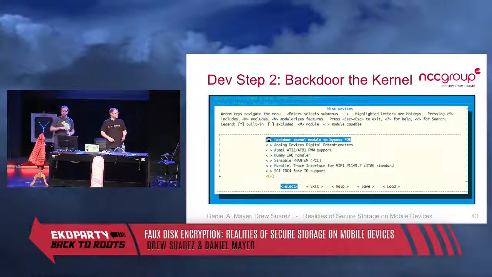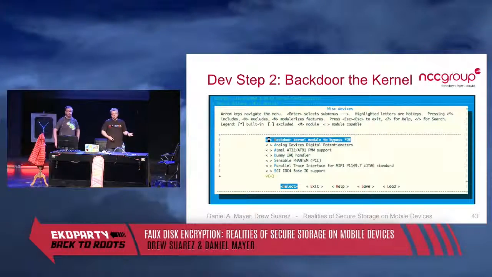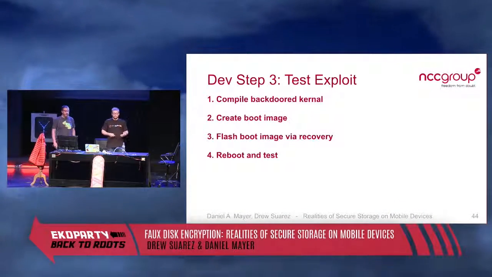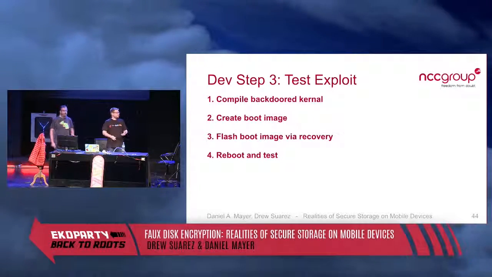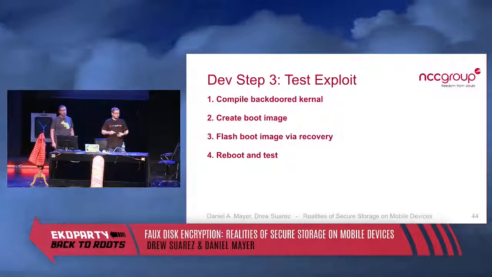So we download the kernel, and we added a custom module to it, which is just our backdoor, and then we compiled the kernel. While we were developing this, the process was compiling the backdoor kernel, creating an image from that, flashing it using the recovery, and then rebooting and testing. So that was just our development cycle.